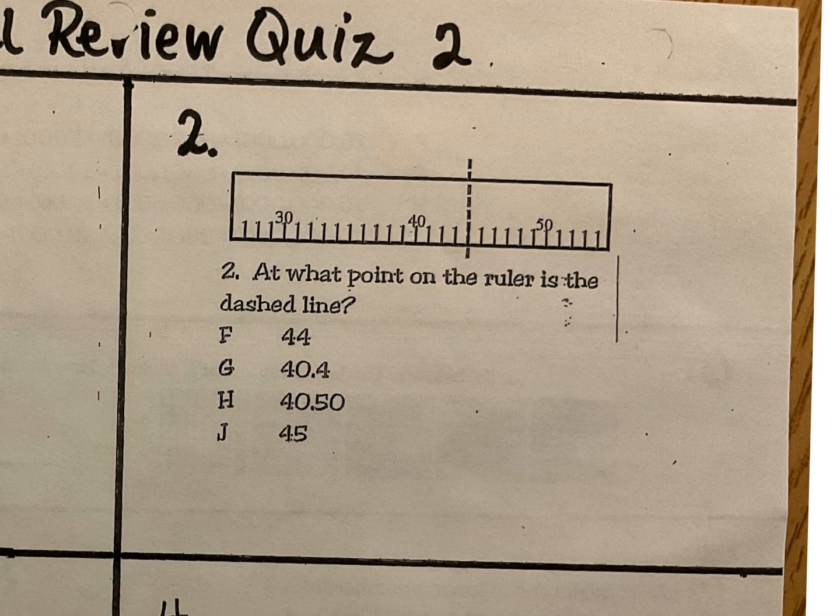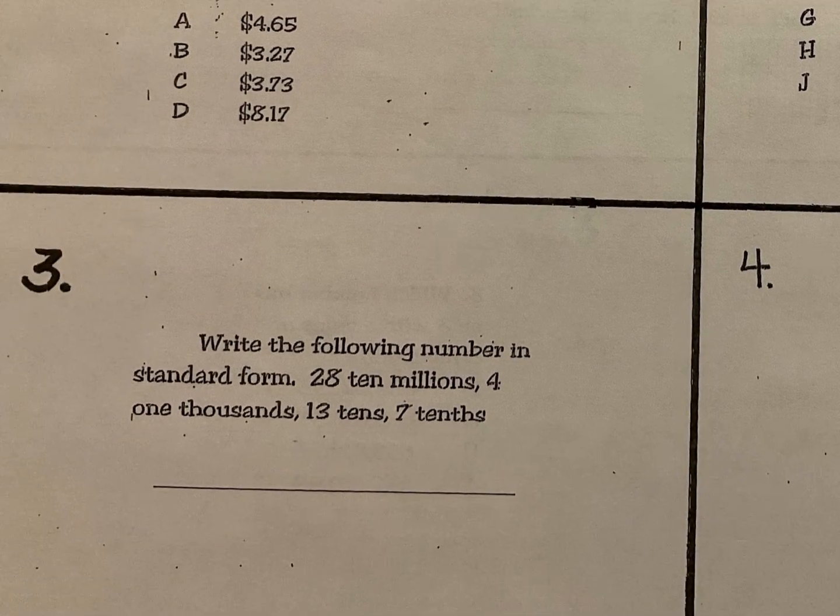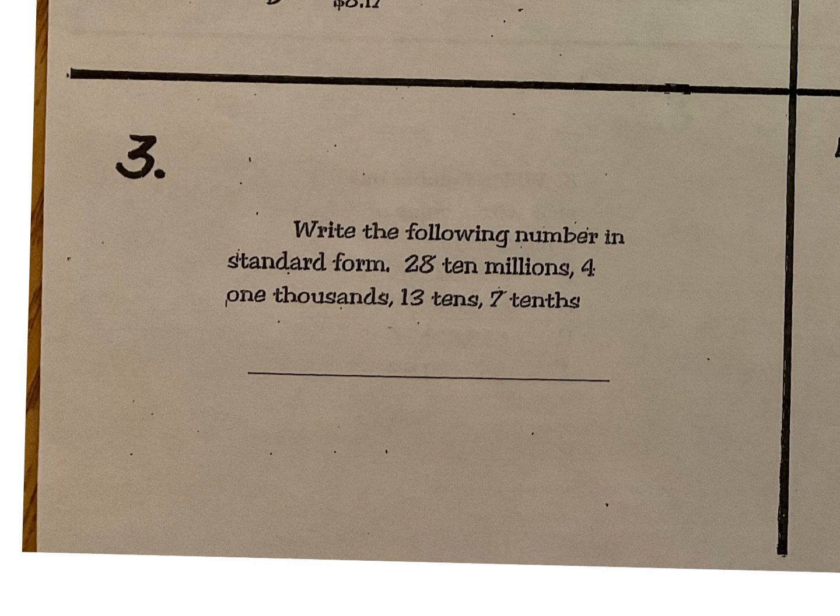Number 2, at what point on the ruler is the dashed line? Number 3, write the following number in standard form: 2 ten millions, 4 thousands, 13 tens, 7 tenths.